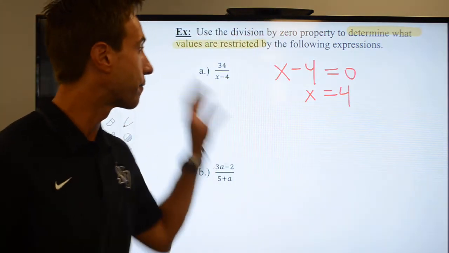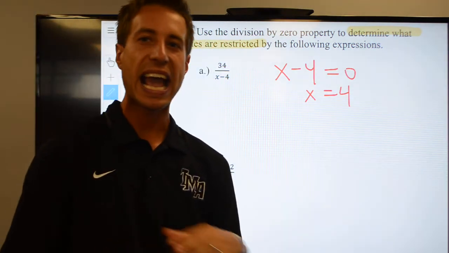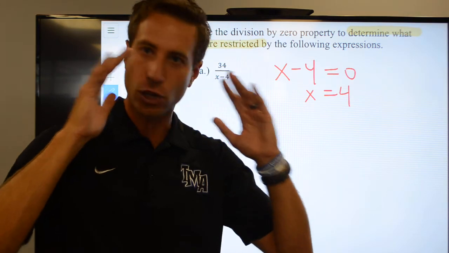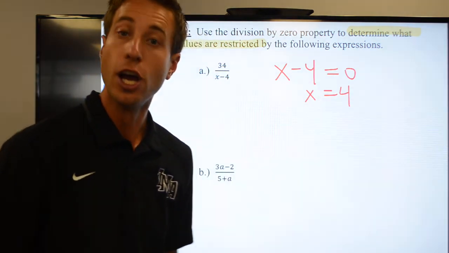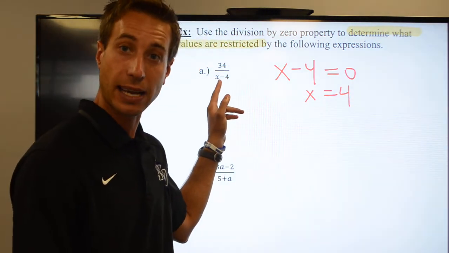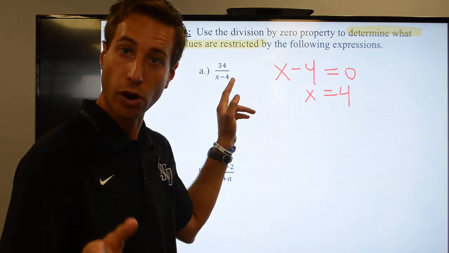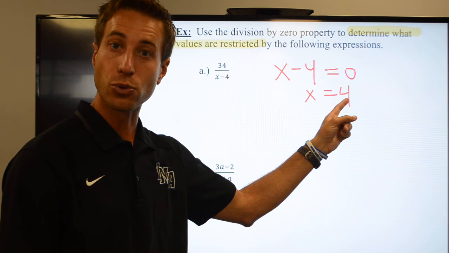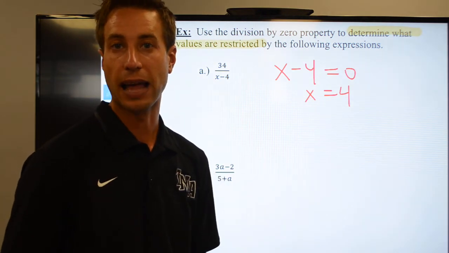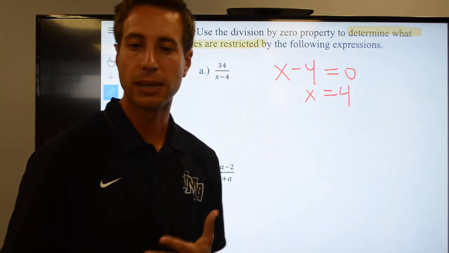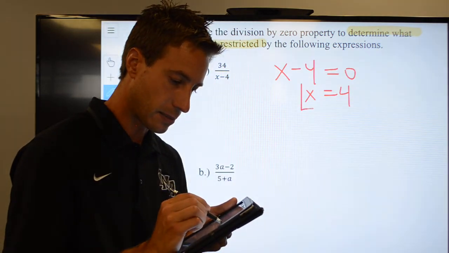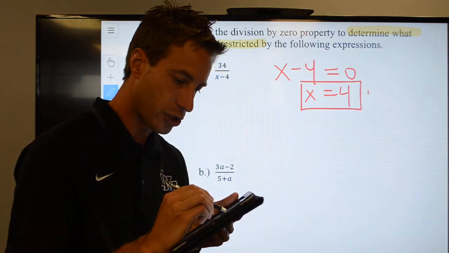So it turns out that for this problem, pick any value of x you want to, any real number. You can come up with any crazy number you want. You can plug that in for x. Pick any number. It'll work, except for positive 4. This value is restricted. It is not allowed to be used in this problem because it gives you division by 0. So let's go ahead and put that. This is my answer. This is my restricted value.